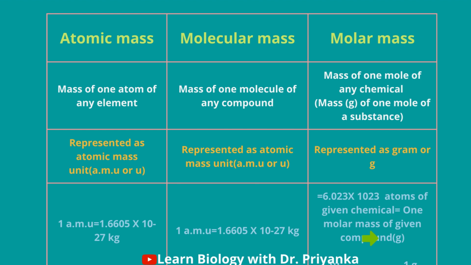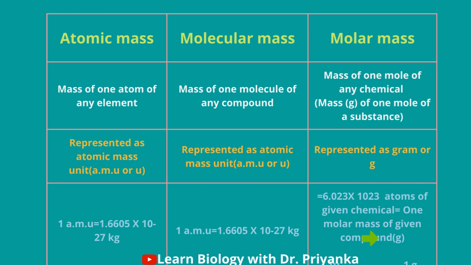One atomic mass unit is equal to 1.66 times 10 to the minus 27 kg. Molecular mass is also presented as 1.66 times 10 to the minus 27. Similarly, if it is 6.023 times 10 to the power 23 per mole, the given compound's mass is called molar mass. Simply, we can also multiply the molecular mass by g.